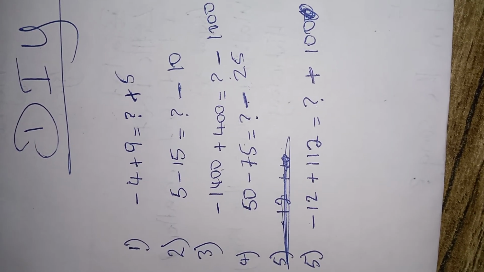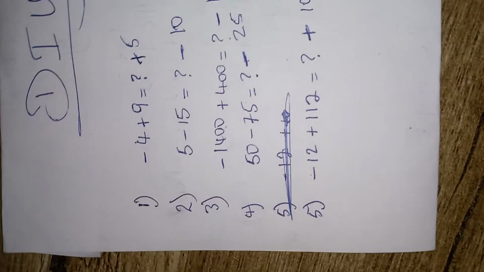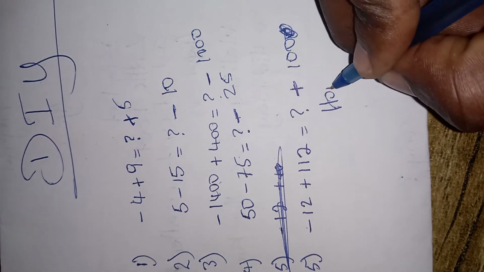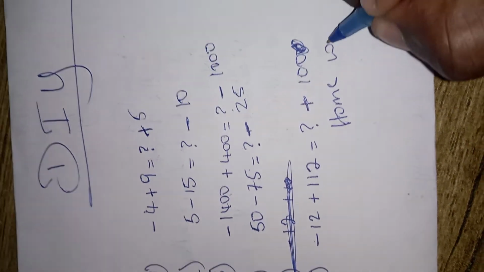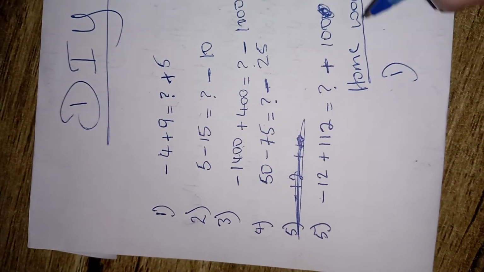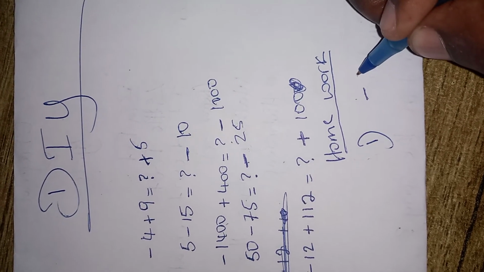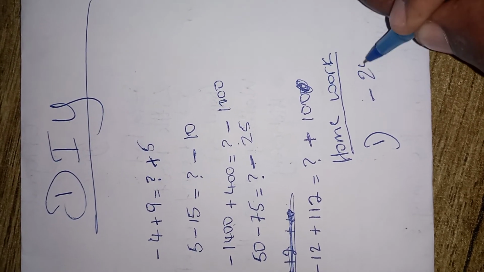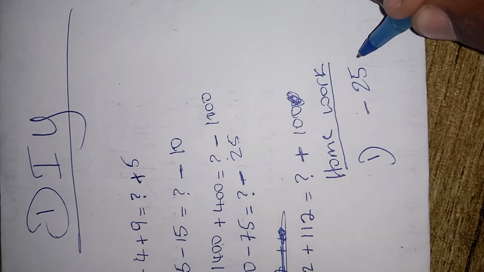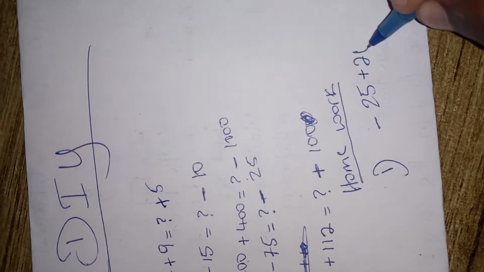So from now on, you're not supposed to get any questions like these wrong again. Now for your homework, I'm going to give you just one question to attempt. So this is negative 25 plus 20.